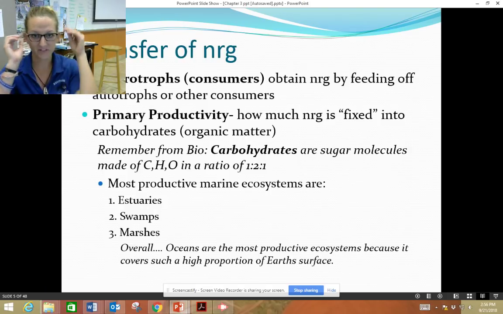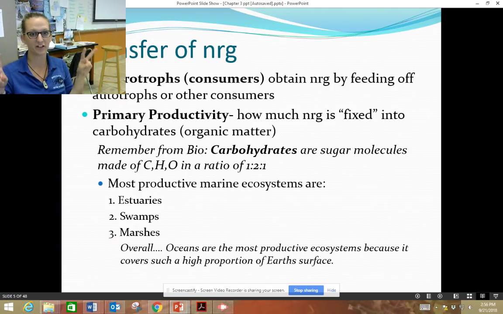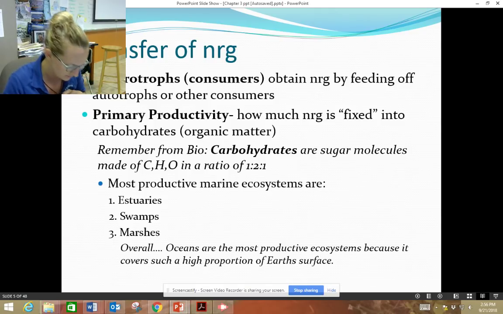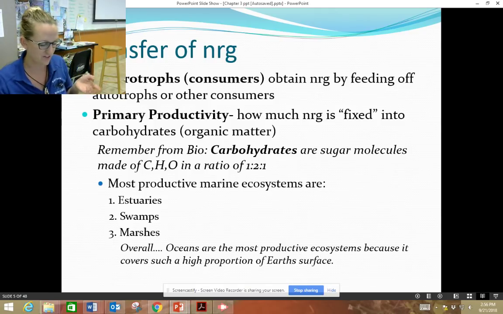So primary productivity, how much energy is fixed or converted into carbohydrates? And again, it's like a rate. Let me see if that was in the book. Primary productivity, the rate, or how fast, the rate of production of new biomass through photosynthesis or chemosynthesis. Carbohydrates, again, are sugars in a 1-to-2-to-1 ratio of carbon, hydrogen, and oxygen. So like C6H12O6, that's a 1-to-2-to-1 ratio.